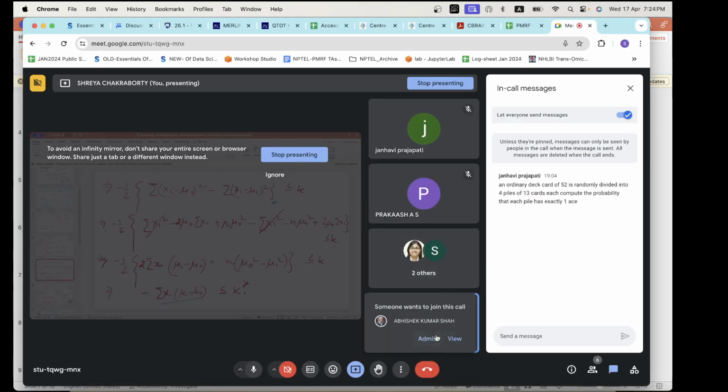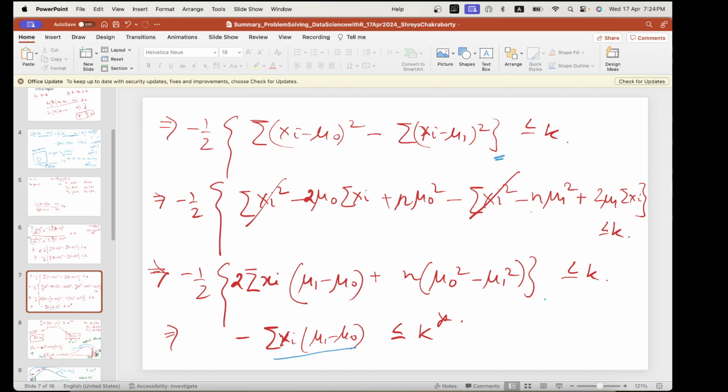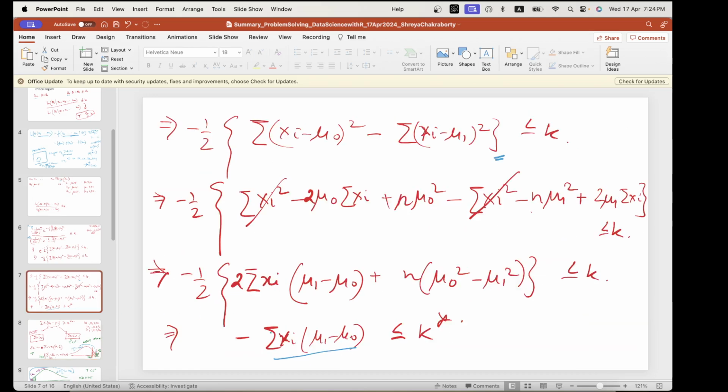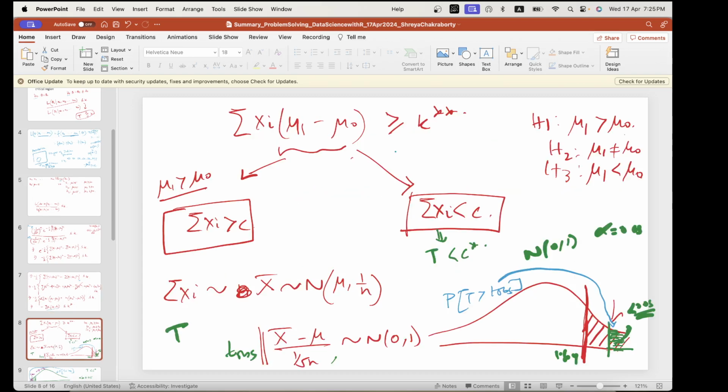Once you arrive over here, then we'll take a look at the null and alternate hypotheses. If mu1 is greater than mu naught, then from the previous one, you see here we have a minus sign when we had less than or equal to some constant. If we multiply with a minus sign on this side also, then our sign is going to change. This will become a greater than or equal to. That is exactly what I have written over here.